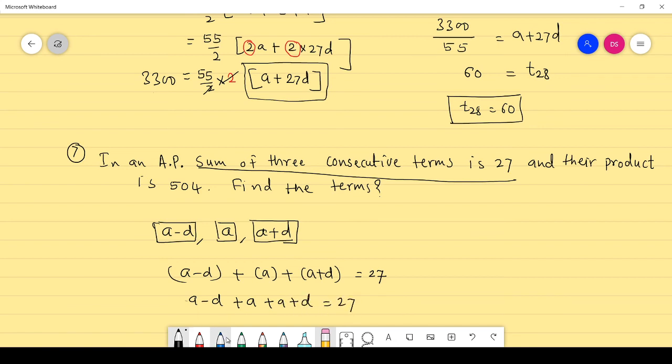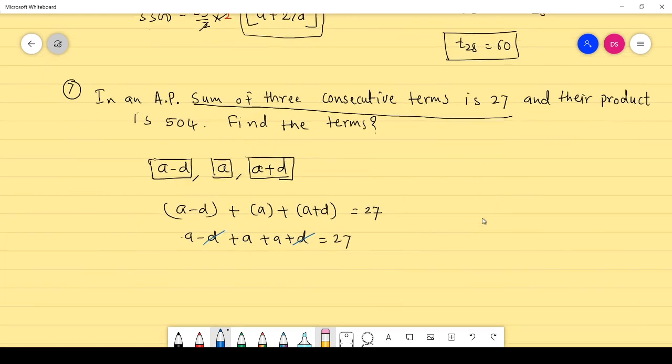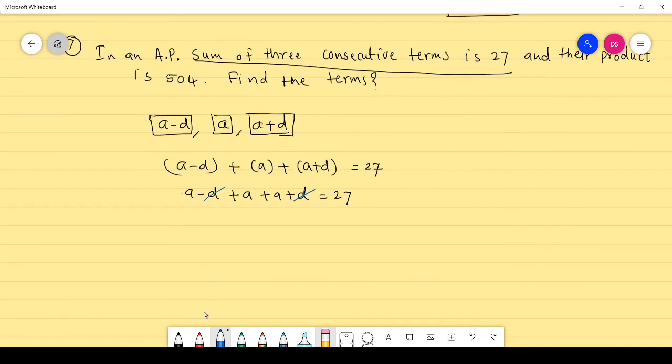So what terms can we cancel? Minus d and plus d we can cancel. Now what will remain over there? There will be a plus 3 times a. So 3a will be equal to 27. That means a will be equal to 27 by 3, so a will be equal to 9. I just took this 3 to the right hand side and we get a divide over there. So a we got, that is equal to 9. So from the first condition we got the value of a.